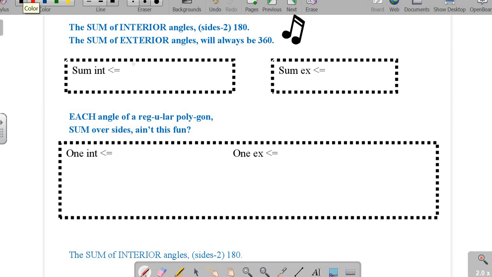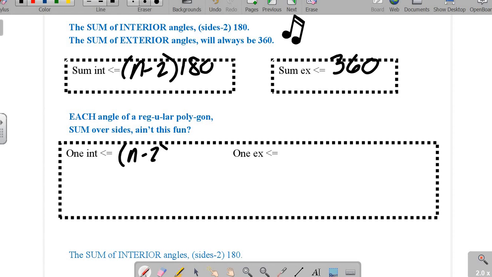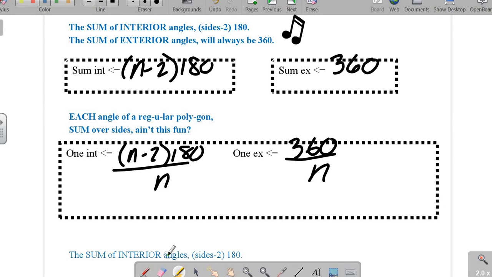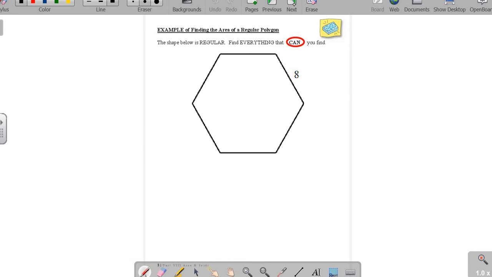The sum of interior angles, sides minus 2 times 180. The sum of exterior angles will always be 360. Each angle of a regular polygon, sum over sides, ain't this fun? So that would be the sum here. This would be the sum there. Sum over sides, ain't this fun? The sum of interior angles, sides minus 2 times 180. You should be familiar with that.